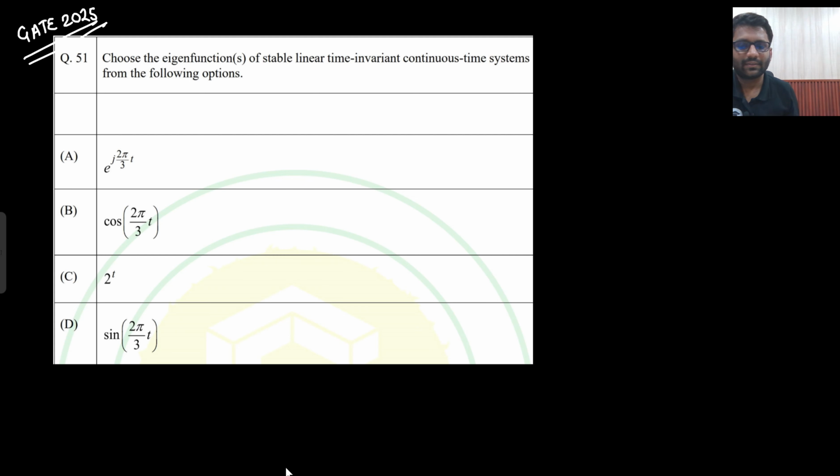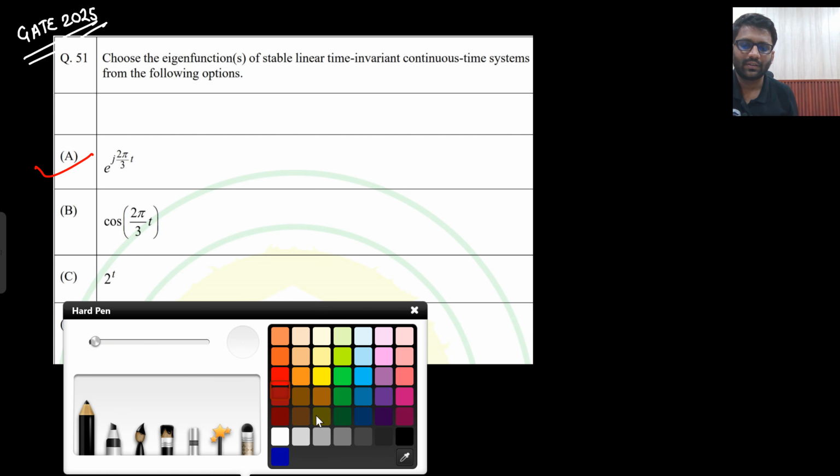So this question was there, and the answer given by the IITs was A and C. And surely if you solve this question, you will say, sir, this is not the answer. A is for sure the answer. So let's solve this question.